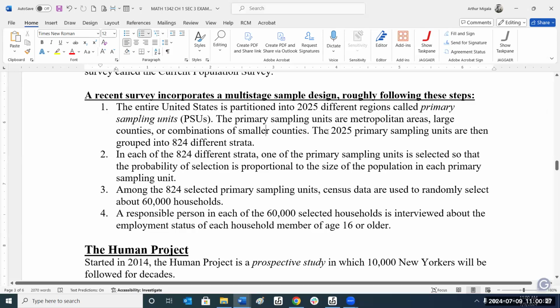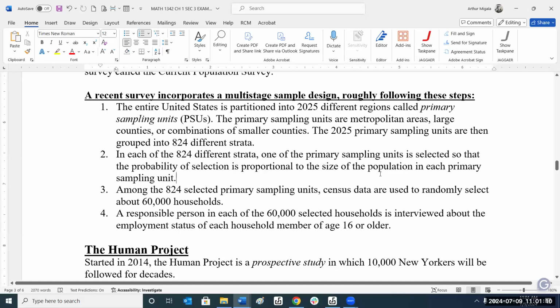Those 2,025 are subdivided into 824 different strata. So you have each part. Now, each part is cut up into different strata. In each of those 824 strata, one of the primary sampling units is selected so that the probability of selection is proportional to the size of the population of each sampling unit. Think of that now. Again, in each of those strata, one of the primary sampling units is selected so that the probability of selection is proportional to the size of the population in each primary sampling unit.